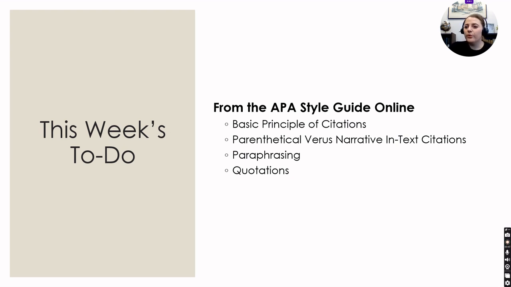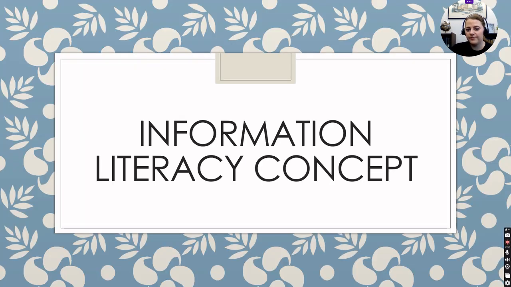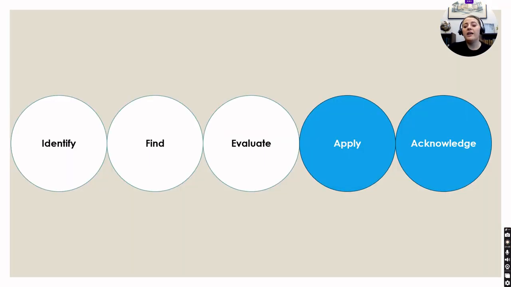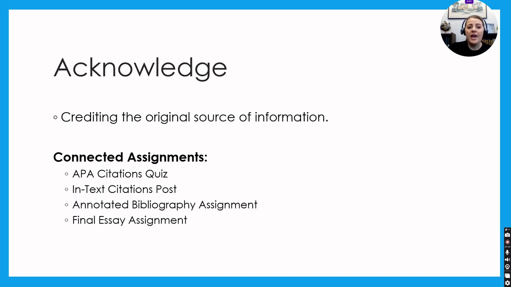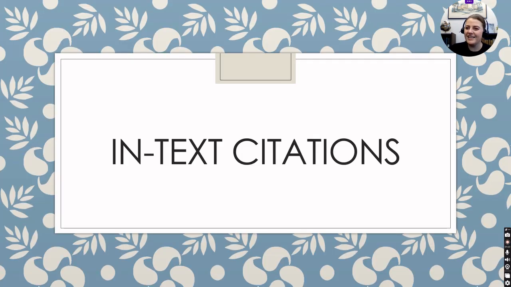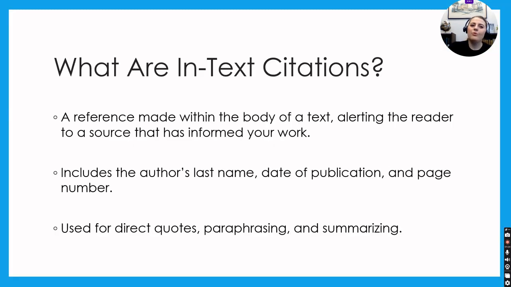So again, if you're looking at the book in the document, it is listed where in the book it is located, but we have the basic principles of citations, the parenthetical versus narrative in-text citations, paraphrasing, and quotations. So for this week, we are looking at 2 information literacy concepts of applying and acknowledging. So our final 2 of our 5-step process. So for applying, we're incorporating information found into our specific project, and acknowledging we are crediting that original source of information.